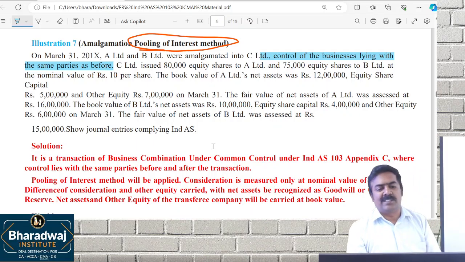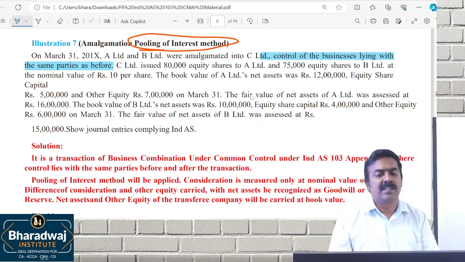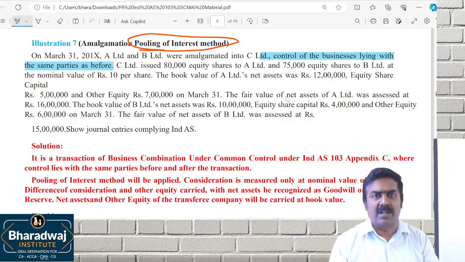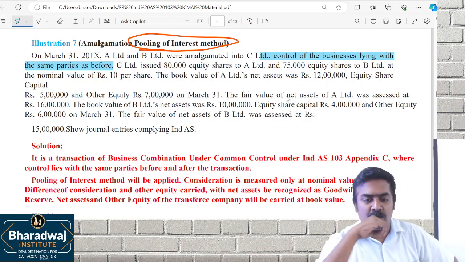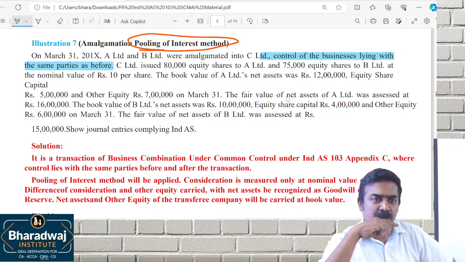It is also called business combination under common control.